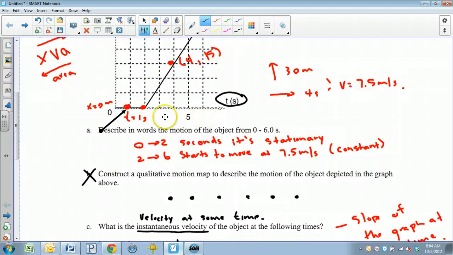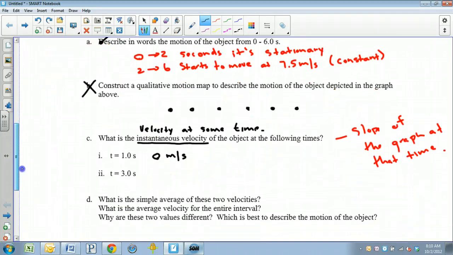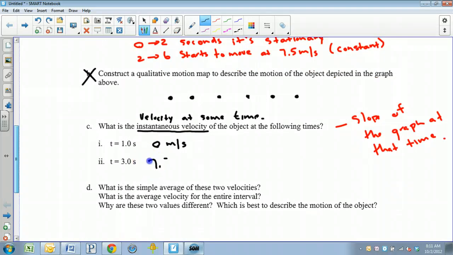Then we're looking at 3 seconds, so here's 1, here's 2, here's 3 seconds. And at 3 seconds, what is that? Well, this point right here is part of a much bigger line, which is this line right here. So the question is, what's the slope of this line up here? Well, we already figured that one out, because we know that on this part of the line here, we went up 30 meters, and we went over 4 seconds. So if the slope of this line is then 7.5 meters per second, then that means that at 3 seconds we're actually traveling 7.5 meters per second.